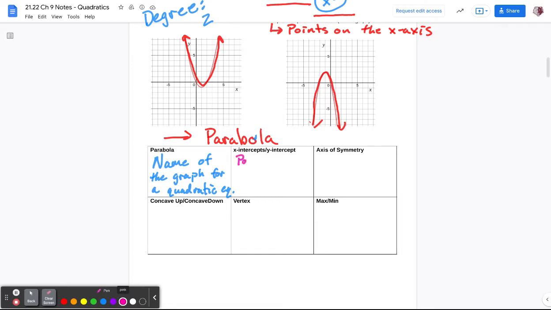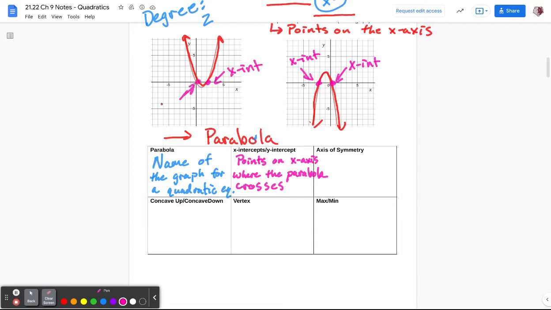X-intercepts, these are the points on the x-axis where the parabola crosses. So the point on the x-axis where the parabola crosses. So for example, this would be an x-intercept. This would be an x-intercept. Any point where our parabola, our U-shaped curve, crosses the x-axis, that represents an x-intercept.